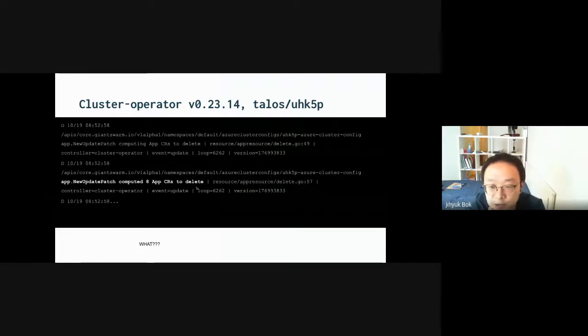This is the resource calculating the default apps for the tenant cluster. And we do nothing, but it actually found out that it needs to delete 8 FCRs. So it's actually our component that commands to delete all the FCRs. But why? So I needed to look into that.